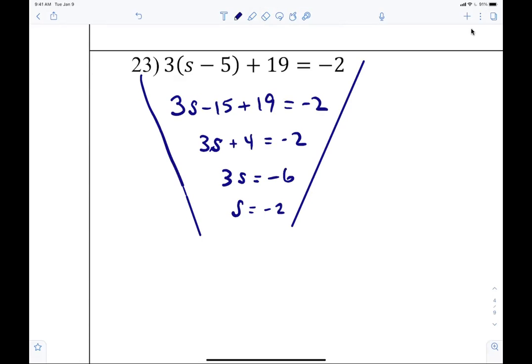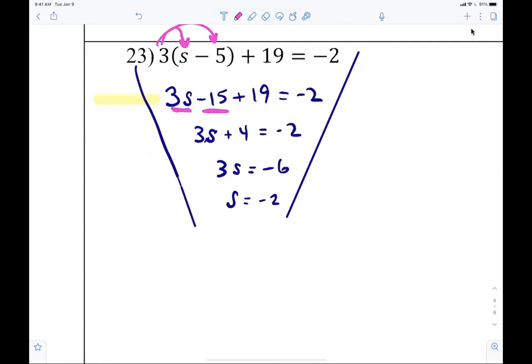Yes, Jolie, good. How'd you get the 15 from -15? So you're agreeing with this step. Well, I don't know how you got them, because we distributed. Now let's review distributing. What's 3 times s? 3s. What's 3 times -5? 15. Good job. Keep going, keep fighting.